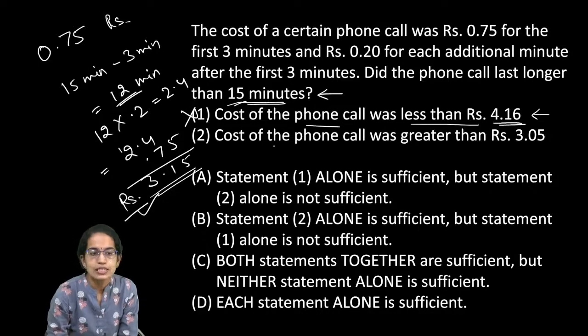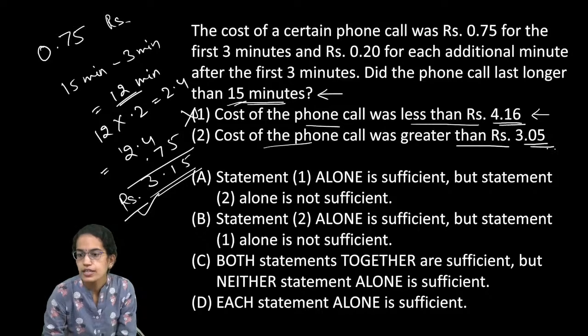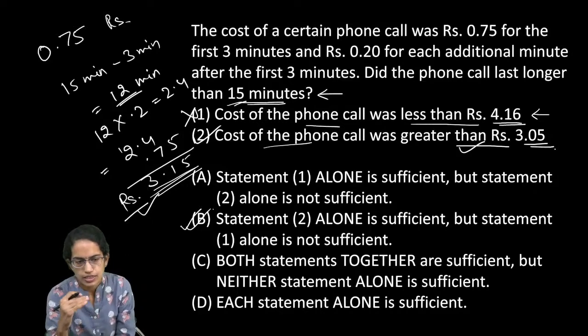The next is, the cost of the phone call was greater than rupees 3.05. Definitely yes. So it is 3.15, so it is greater than 3.05. So the second statement is correct. So here we have the second alone is sufficient, but 1 alone is not sufficient. Okay. This is the basic concept you need to understand.